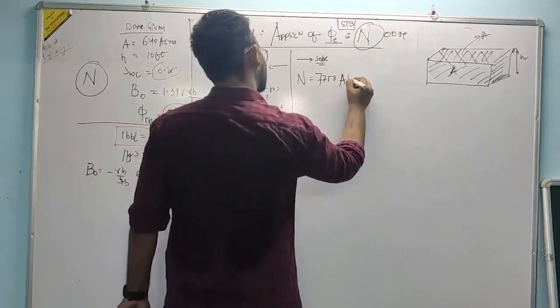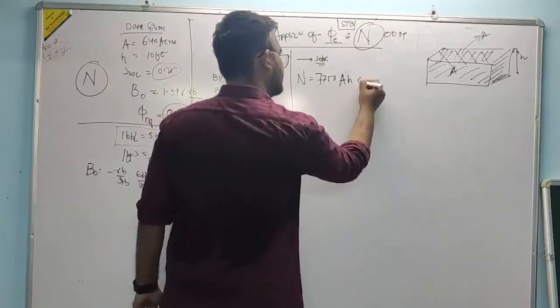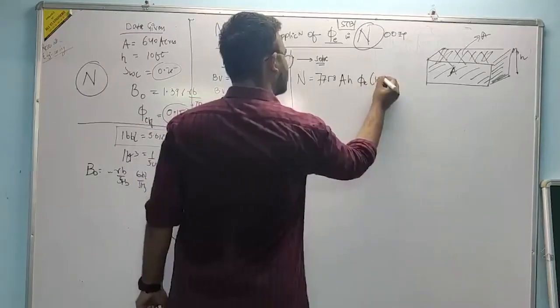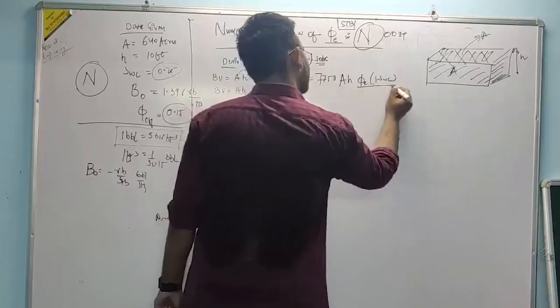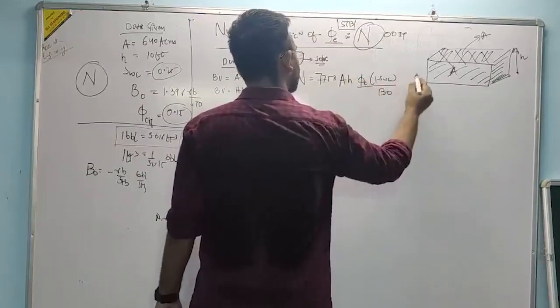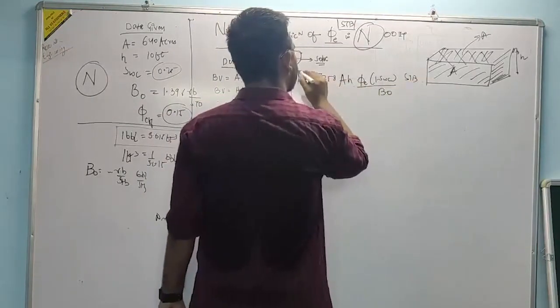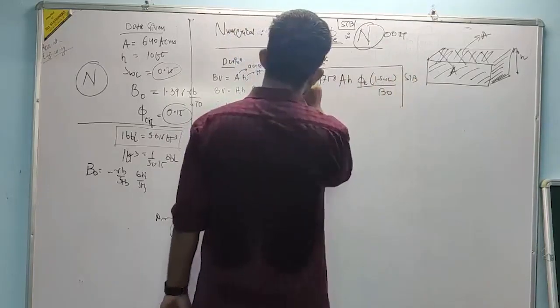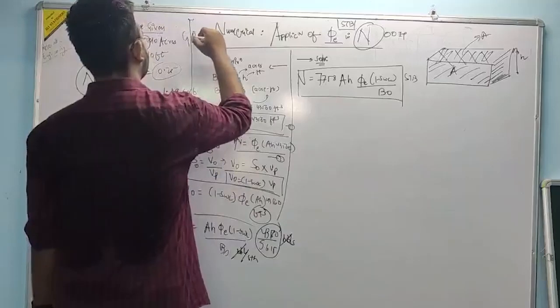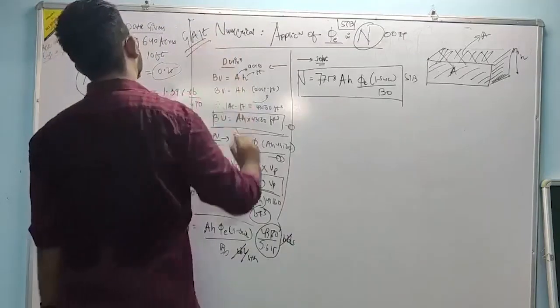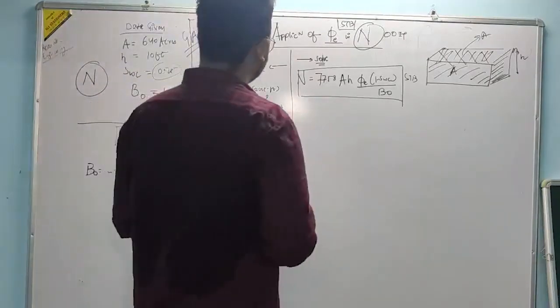N equals 7758 times A H Phi times 1 minus S_wc, divided by B_o, in STB. This is what the question is asking us. It's a typical GATE level question, guys. Always remember, it can always come for 2 marks, numerical answer type.